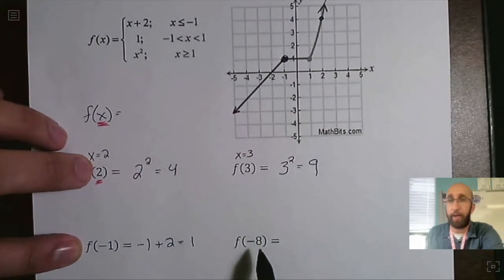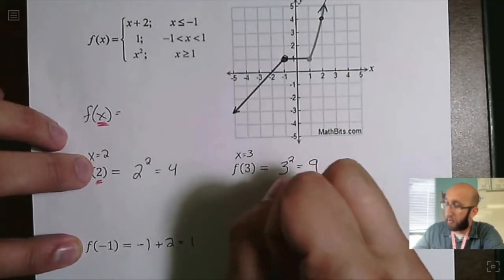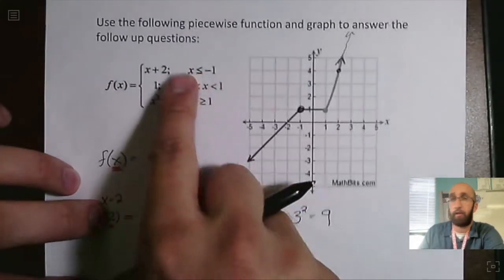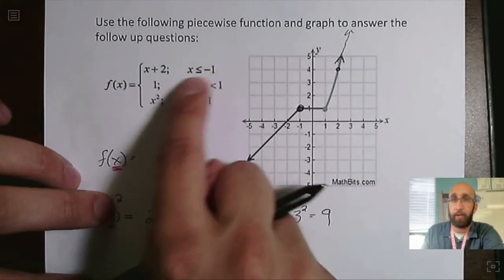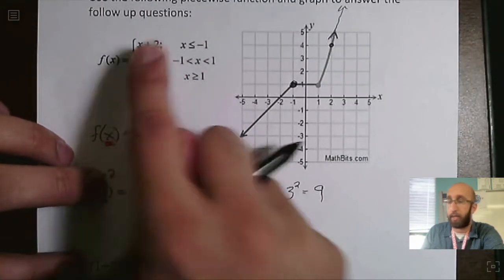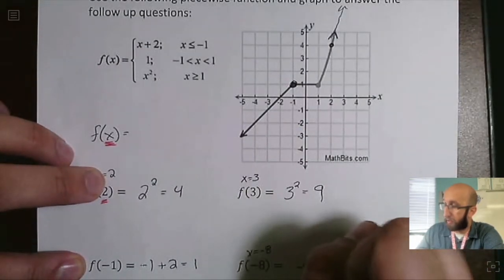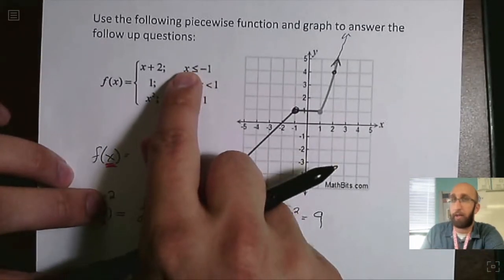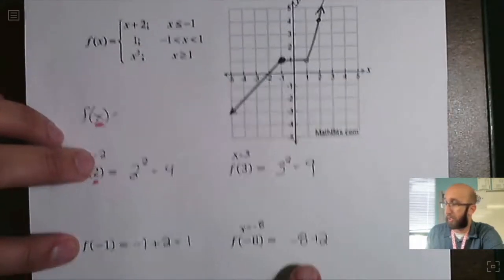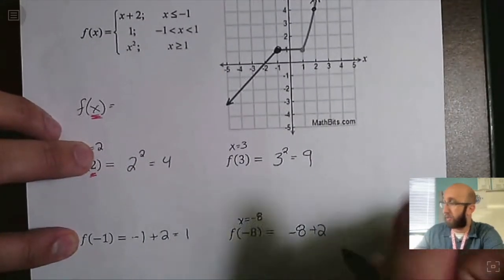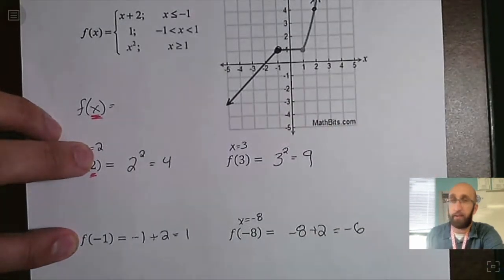Finally, f of negative 8. So talking about x value of negative 8. Using the equations, we'll check it out. Negative 8 is less than or equal to negative 1, so I need to plug in a negative 8 here. So I'm following the inequalities. Negative 8 is less than or equal to negative 1, so we're using this guy. Plug in a negative 8. Negative 8 plus 2 is negative 6.